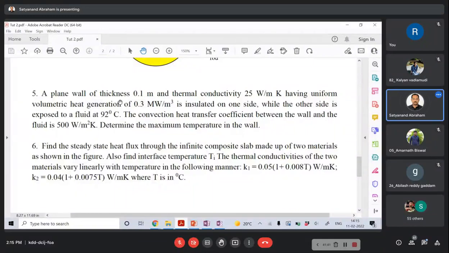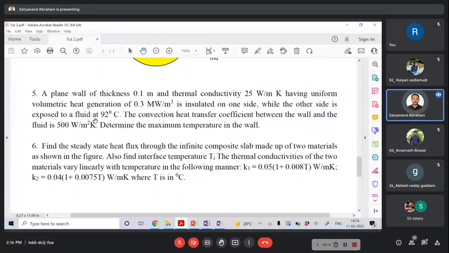A plane wall of thickness 0.1 meter and thermal conductivity 25 watt per meter Kelvin, having a uniform volumetric heat generation rate 0.3 megawatt per meter cubed, is insulated on one side, while the other side is exposed to the fluid at 92 degrees Celsius. The convective heat transfer coefficient between wall and fluid is given. Determine the maximum temperature in the wall.